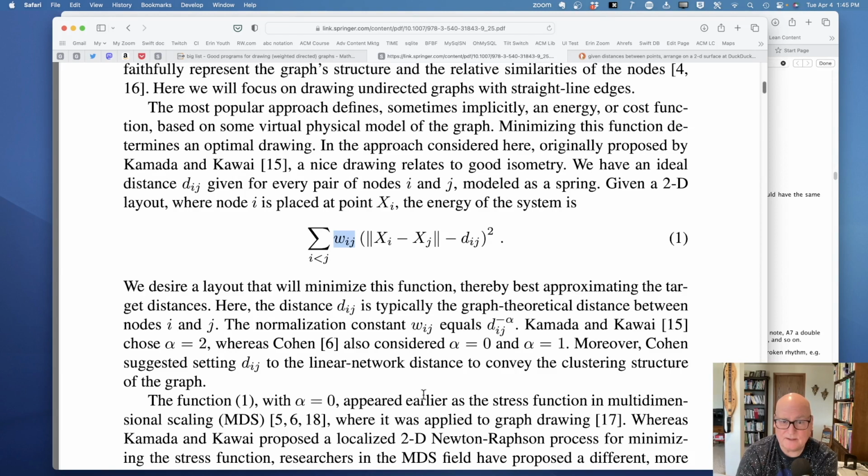Suggesting dij to the linear network distance to convey the clustering structure. Yeah, I mean, that's, I think, what we're saying. All right, so in some sense, I think this defines the whole thing for us in this interpretation of it. Okay, so we desire a layout to minimize this function. Okay, so that's our approximation of those target distances.